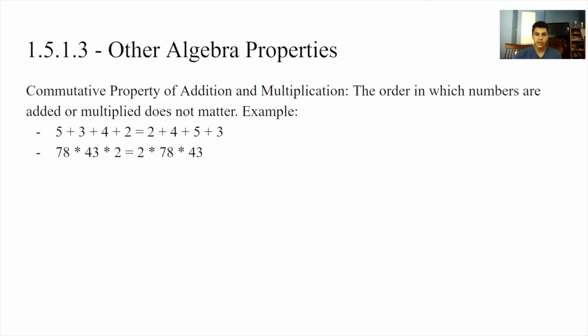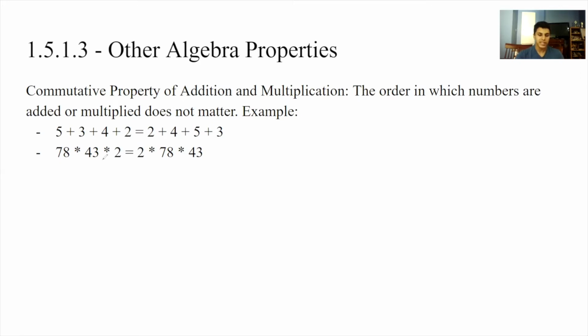First, I start with my equation 5 plus 3 plus 4 plus 2 equals 2 plus 4 plus 5 plus 3. So on both sides of this equation, you're adding the same numbers, 5, 4, 3, and 2, just in different orders. But it doesn't matter which order you add them in, because you're always going to end up with the same result. On the left-hand side, it adds up to 14, and on the right-hand side, it also adds up to 14. So that's the commutative property of addition.